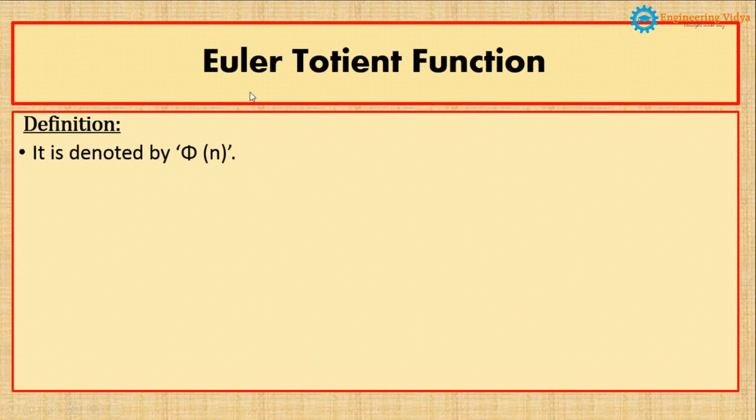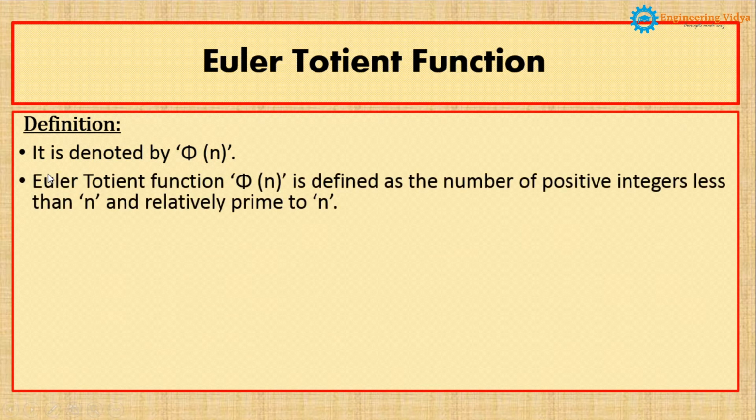The Euler Totient function is always denoted by phi, and phi of n means we are calculating the Euler Totient function of a positive integer n. Hope the first point is clear to you now. Now we'll go to the definition part.